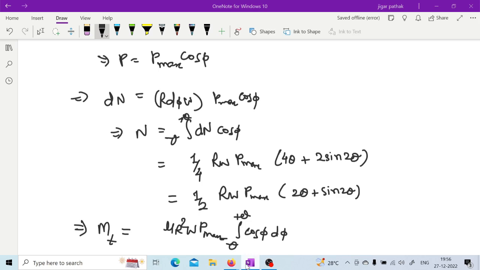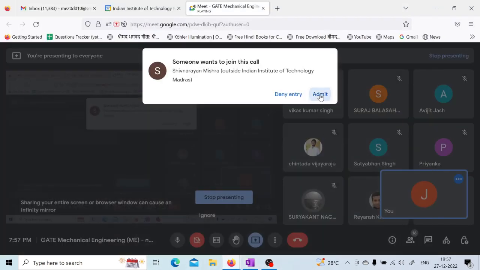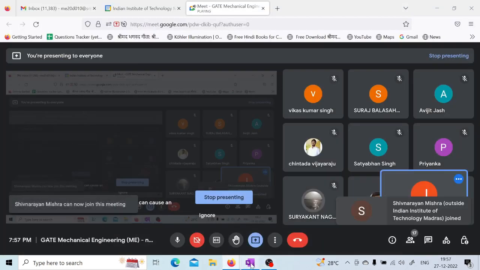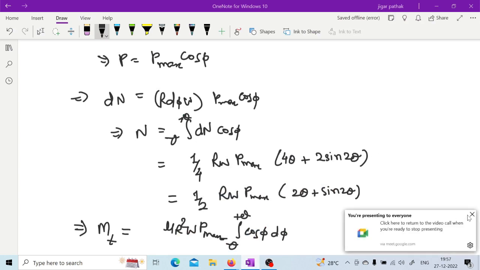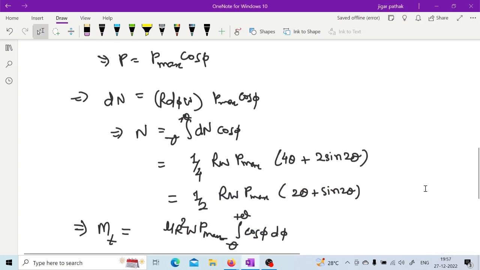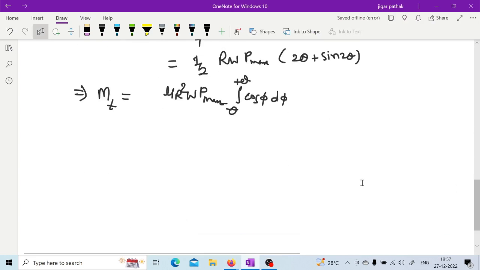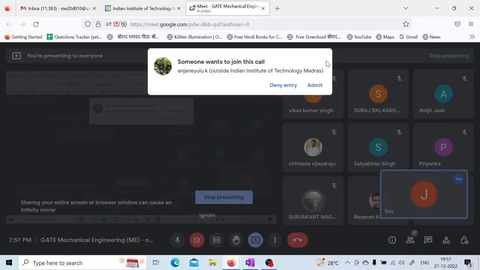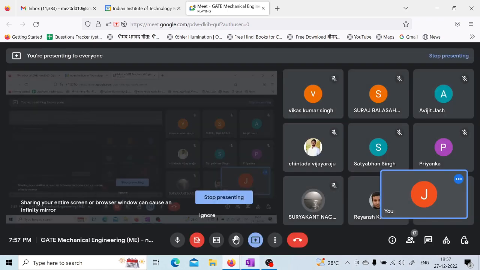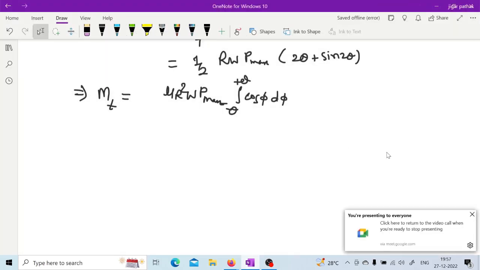If you simplify this, then again you will come up with mu r square w p max into 2 sin theta.